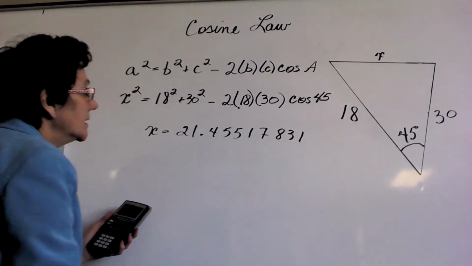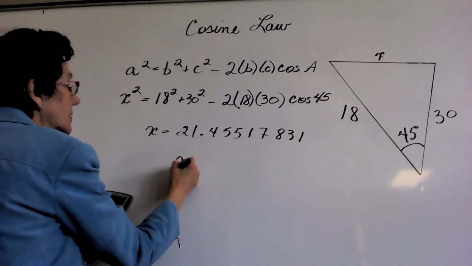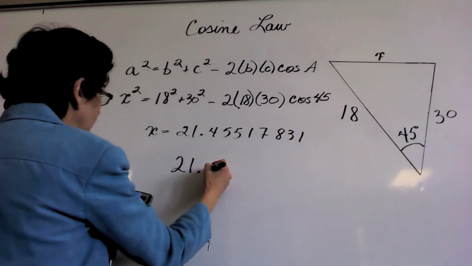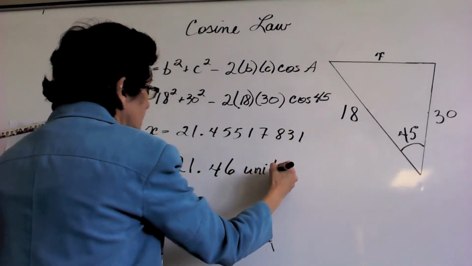So we get x equals 21.4551783, and it's a side length, so we're going to round to the hundredths. We have 21.46 units of measure.